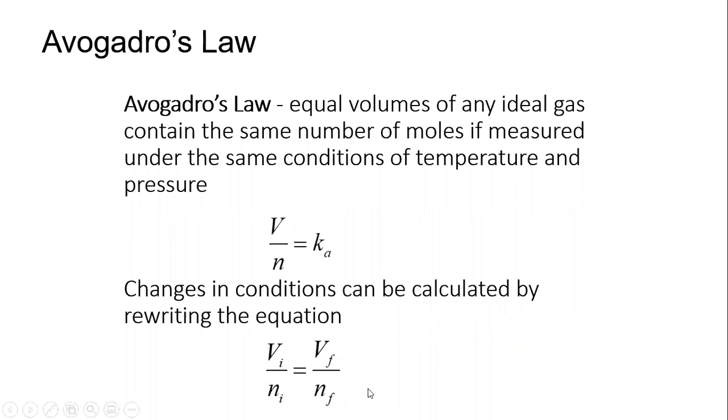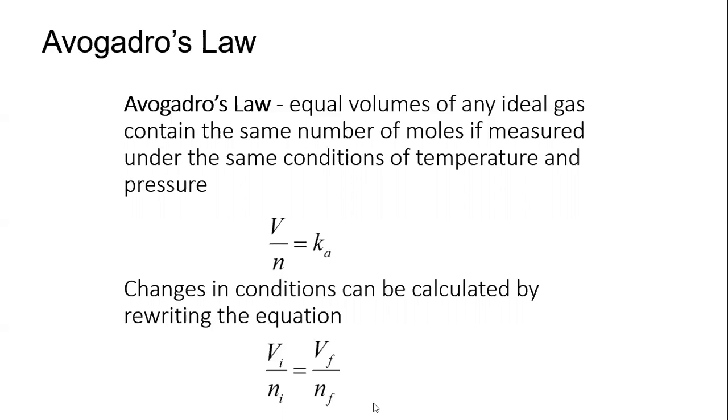So the last law that we're going to talk about in regards to individual laws is Avogadro's law, which relates to the last property we haven't talked about, which is moles. So Avogadro's law says that if you have equal volumes of an ideal gas, they're going to contain the same number of moles if measured under the same conditions, aka temperature and pressure.